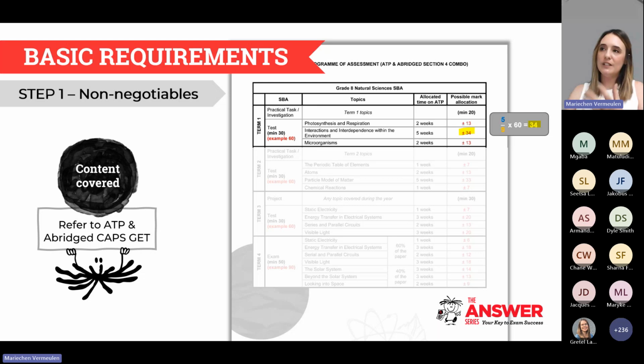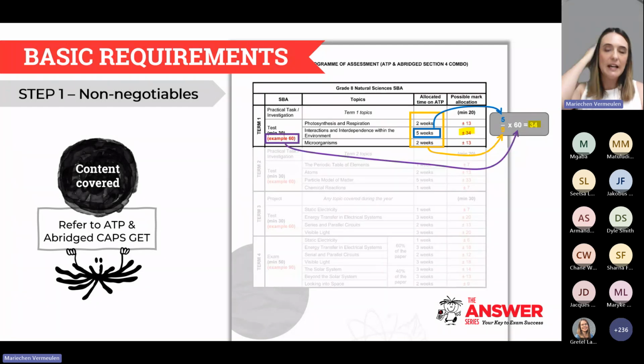And then similarly with interactions and interdependence, of the 9 weeks, you spend 5 teaching that, or however many you've spent, times it by the 60 or the 50 to get the mark allocation. And this is why having a pace setter is important, because you might spend 2.5 weeks on photosynthesis or 4 weeks on interactions and interdependence. It's all very relevant to your context. So now you know kind of the formula of how to do this.